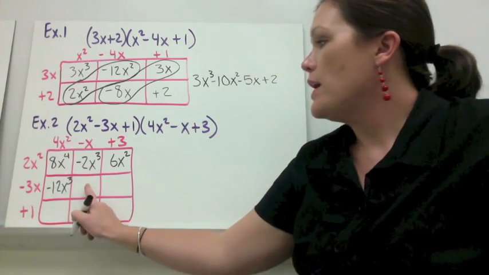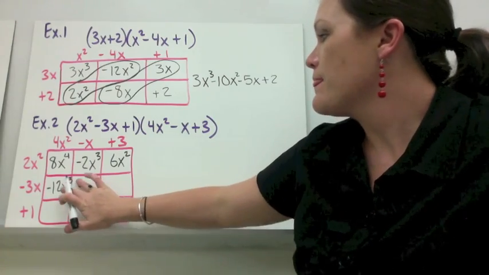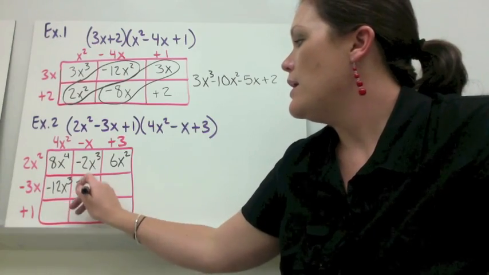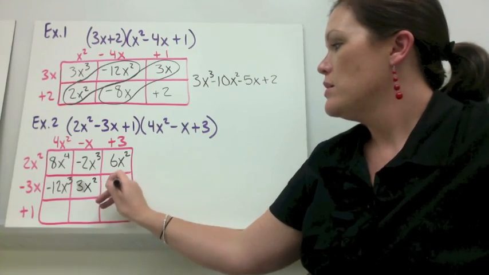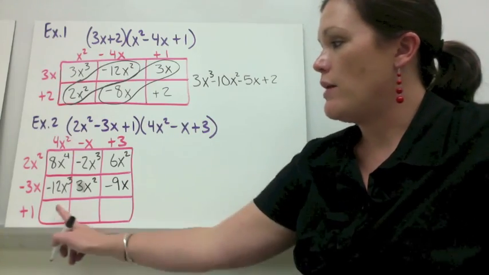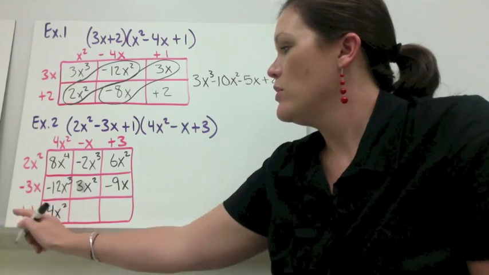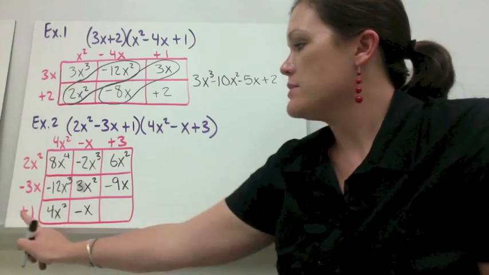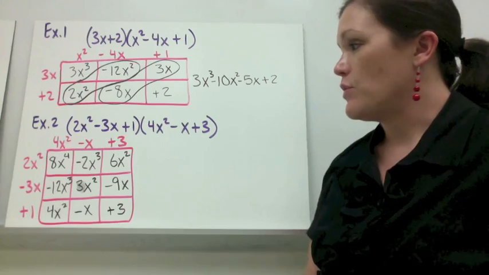I have negative 3x times negative 1x. That would give me a positive 3x squared. And I have a negative 3x times 3, so I would get negative 9x. And now I'm down to my final row, so I have 1 times 4x squared. I get 4x squared. 1 times negative x would still be negative x, and 1 times 3 would be my final box, which is a positive 3.